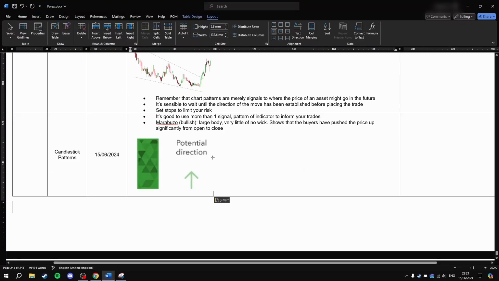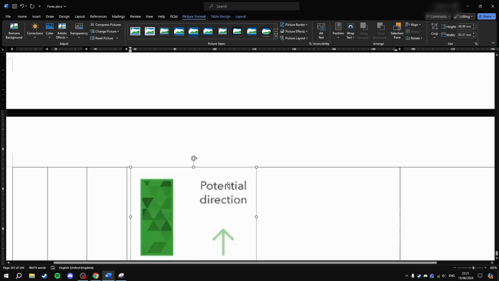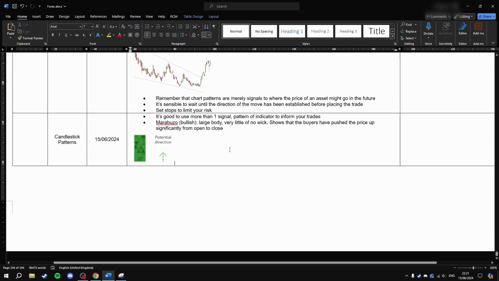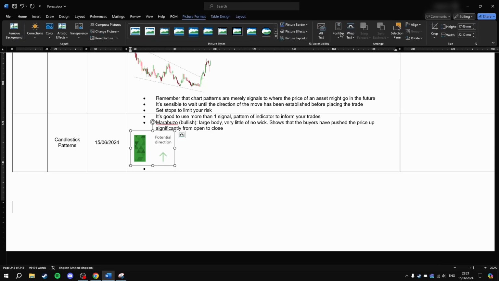So potential direction, I'm assuming that means the potential. Okay, there's no point making it that big. Let's just do 20.